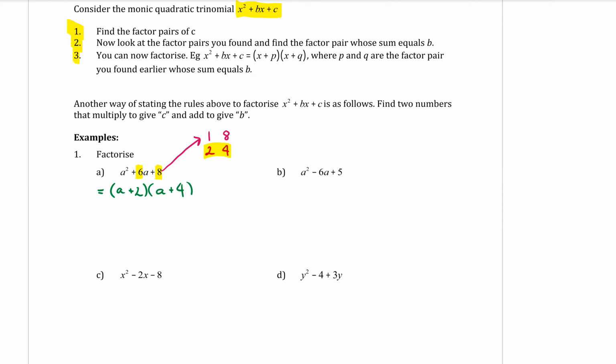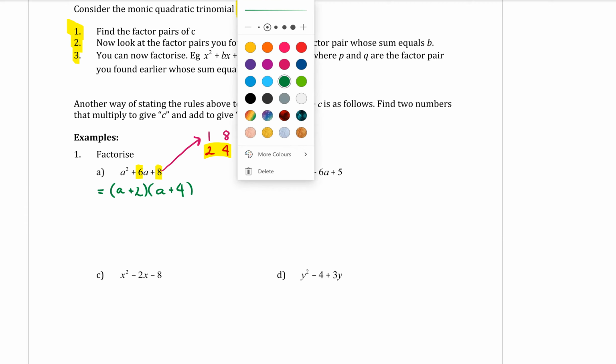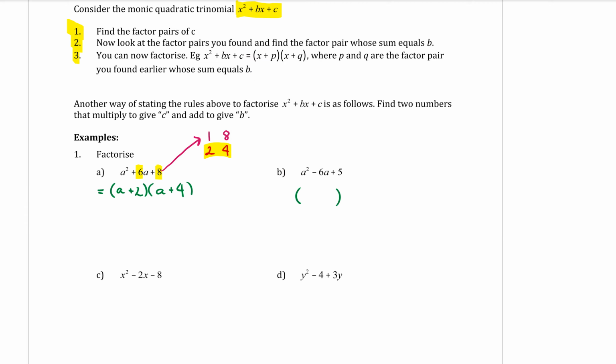Now the tricky part is that the numbers will not always be positive. Sometimes the numbers will be negative. So in example B, we are trying to factorize again. We have the pronumeral a, which will go at the front of each bracket, and we're looking for 2 numbers that times to give 5 and add to give the negative 6. So let's start with the 5. We want to find 2 things that times to give 5. There's only one option, the number 1 and the number 5.